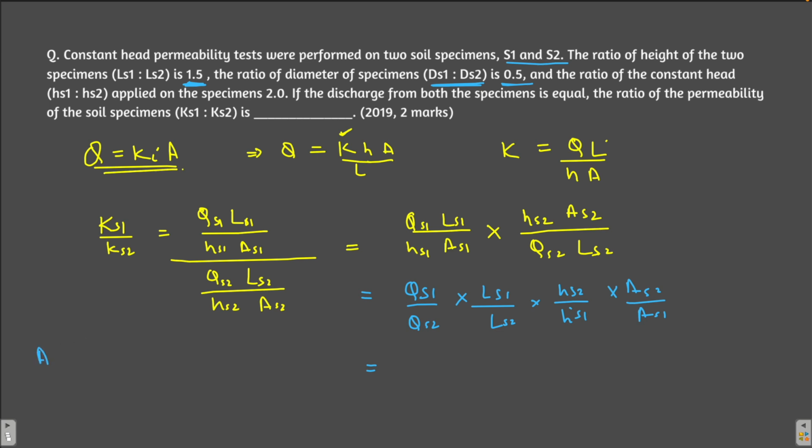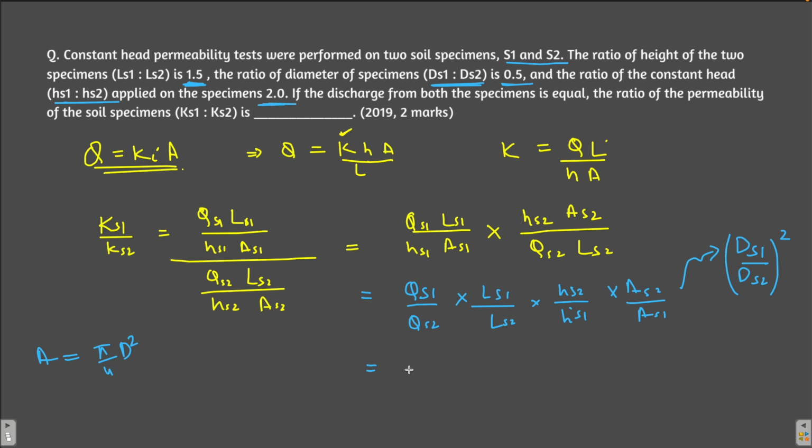What is the area? If it is circular in shape, area is equals to pi by 4 d square, right? So the ratio of the diameters are given to us and not the areas. So area can be written as, I'm just writing it here, pi by 4 will get cancelled out. DS1 by DS2 will be left with DS1 by DS2 whole square. Okay, pi by 4 and pi by 4 will get cancelled out. And the ratio of the constant heads is also given to you.